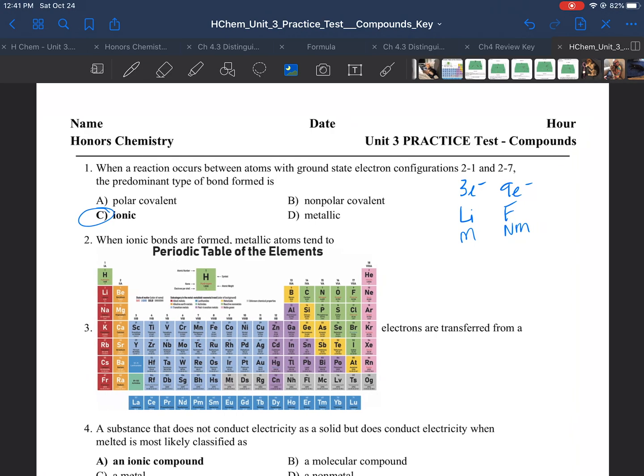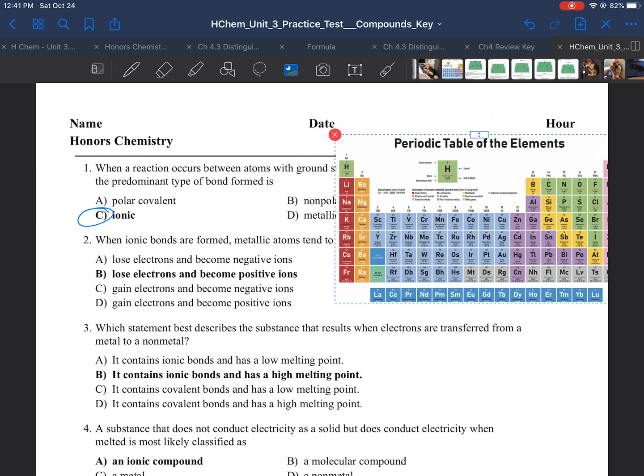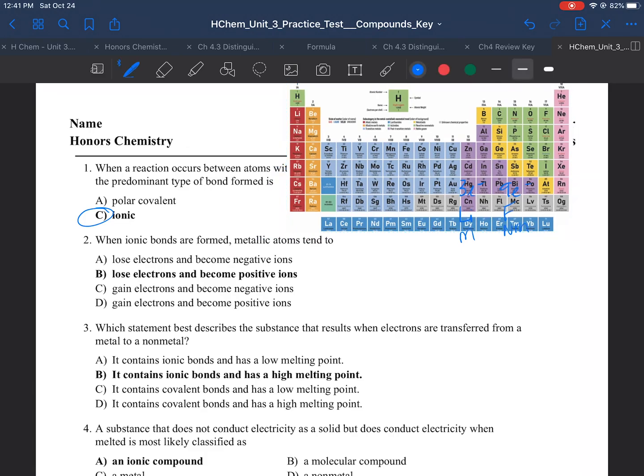So, when ionic bonds are formed, metallic atoms lose electrons and become positive. That is just knowledge of how metals behave. And if you ever forget, remember, metals lie here, and they typically form +1, +2 charges.